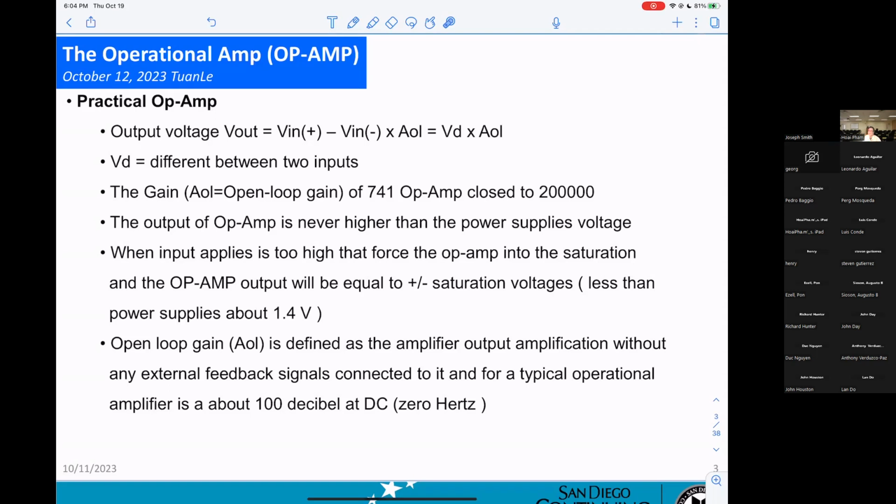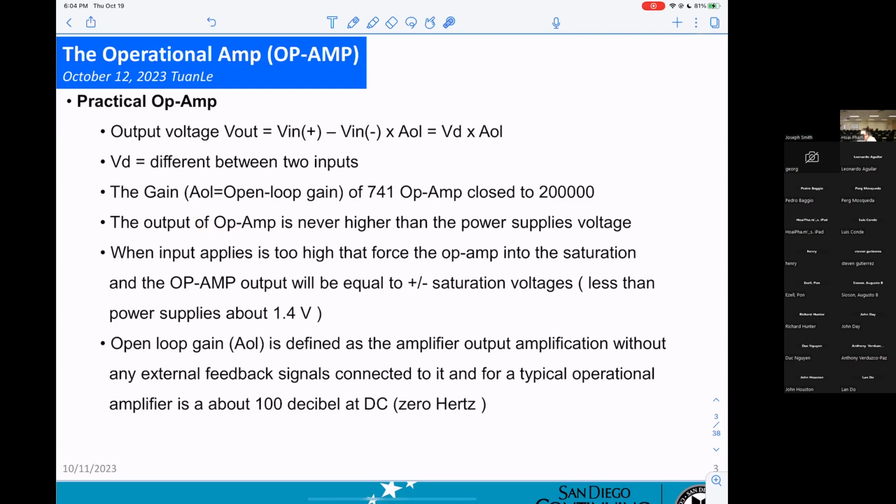When you buy the op-amp 741, for example, they tell you the gain. You cannot make it. That means the op-amp itself has the gain. That's what they call open loop gain, without any connection. For the 741, what we're using, the open loop gain is 200,000.